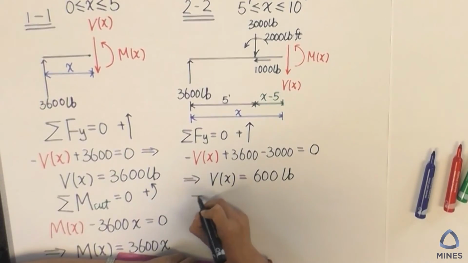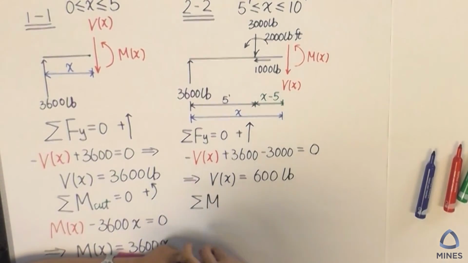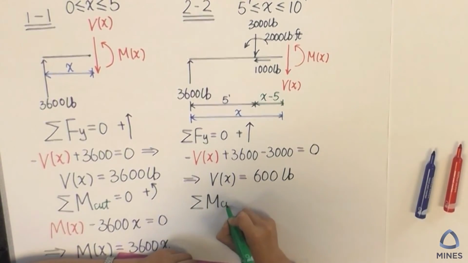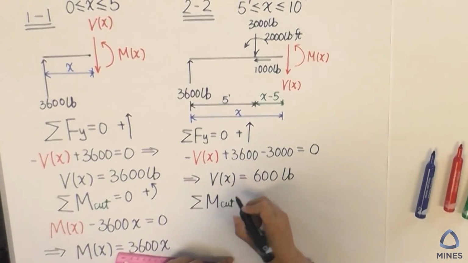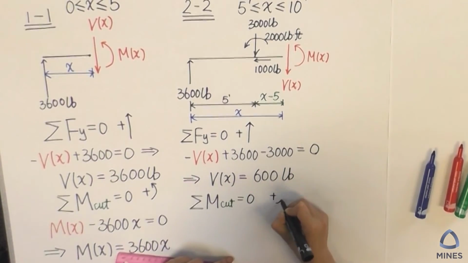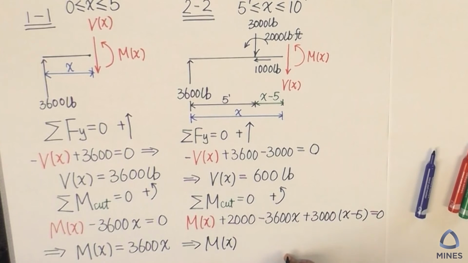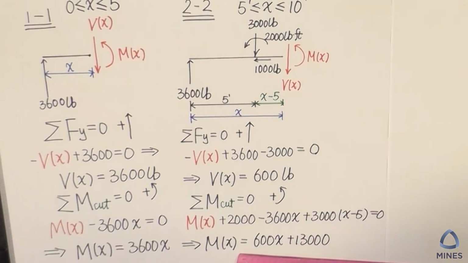Let's summarize the moment at cutting location so that we can obtain the moment function. If we combine every terms here, we should be able to get the moment function from 5 feet to 10 feet will be... so now we had the last cut we have to draw.